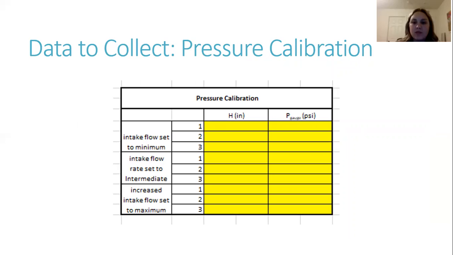To calibrate the pressure gauge, as Katie mentioned, we use 3 different flow rates. So the height is to be recorded each time along with the reading on the pressure gauge. This is repeated for 3 trials at each intake speed, so a total of 9 trials.